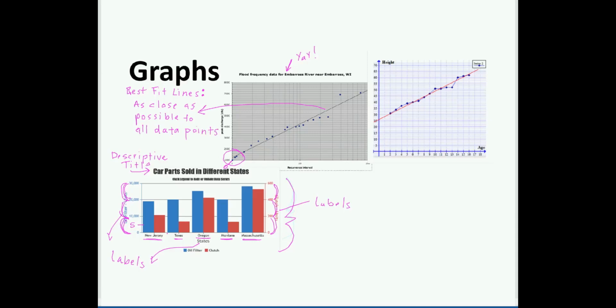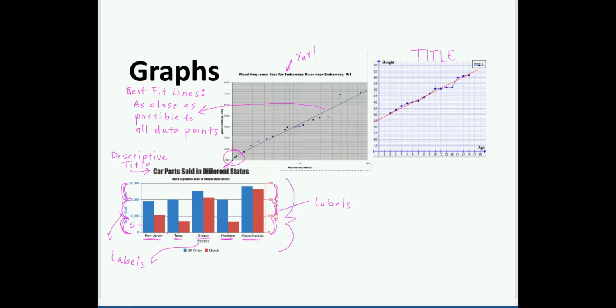Same thing over here. Let's see what we've got over here. In this one, they're going 1, 2, 3, 4, 5. That's fine. 5, 10, 15, 20. That's good. They have an age. They have a height. They do not have a title. This one needs a title.